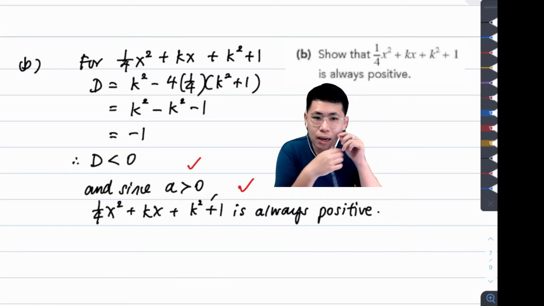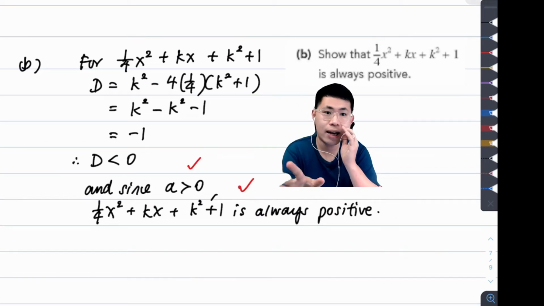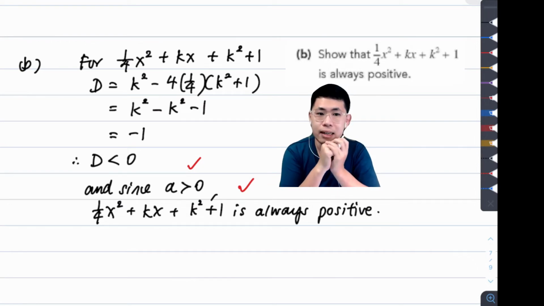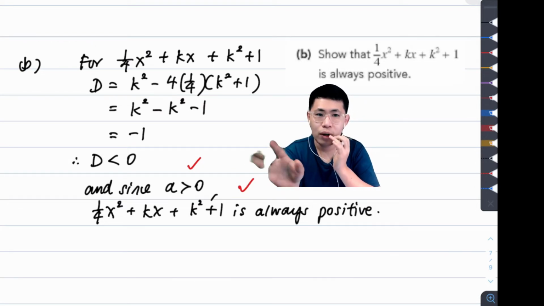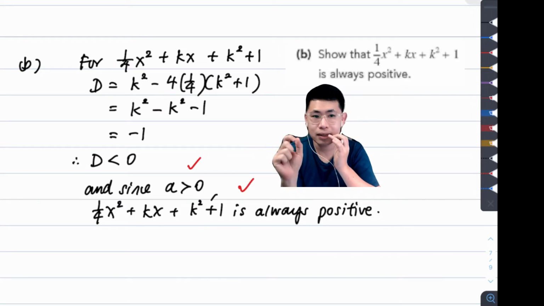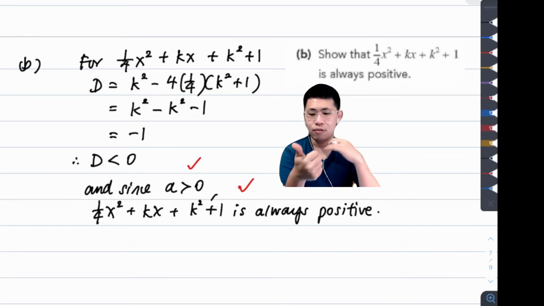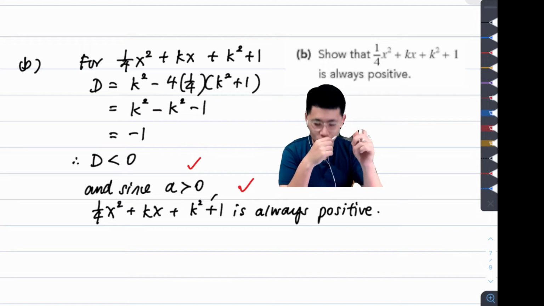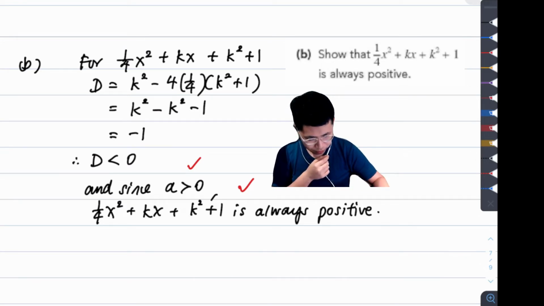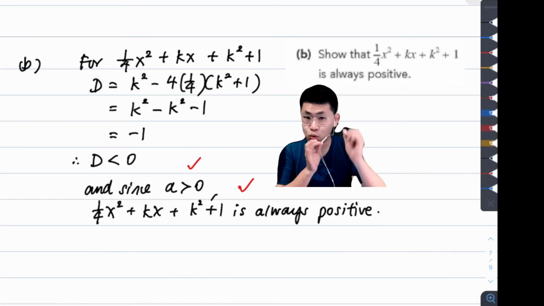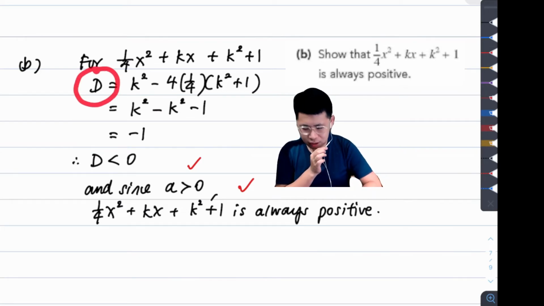Now we are at part B of try 10, and the question is saying show that 1 over 4 x squared plus kx plus k squared plus 1 is always positive. To show that something is always positive, we use A and the discriminant. The discriminant must be less than 0 because it does not touch the x-axis, and the coefficient must be positive. Let's do one by one. Let's do the discriminant first. The order doesn't matter.